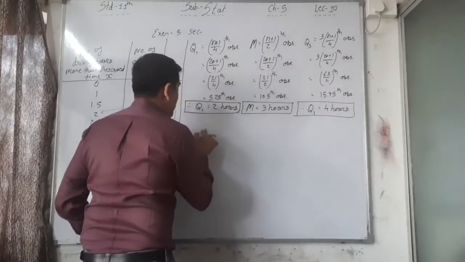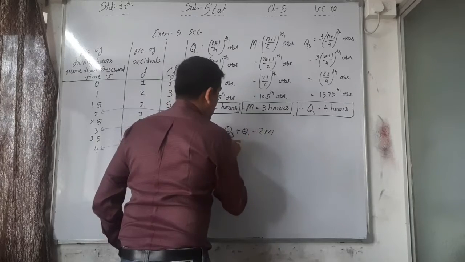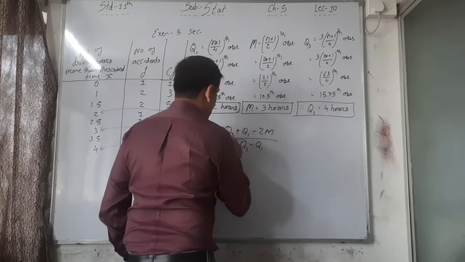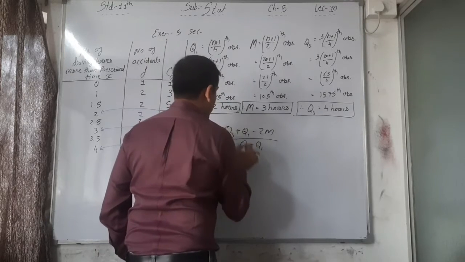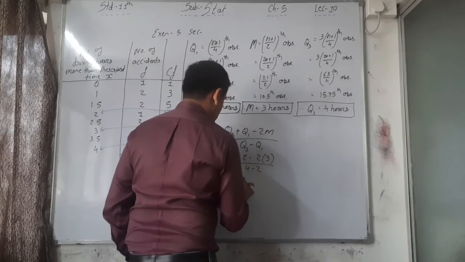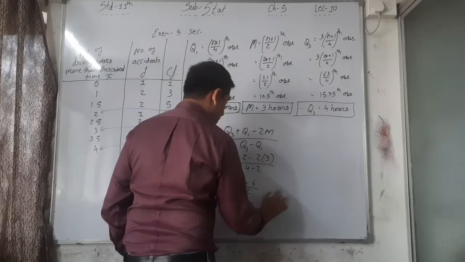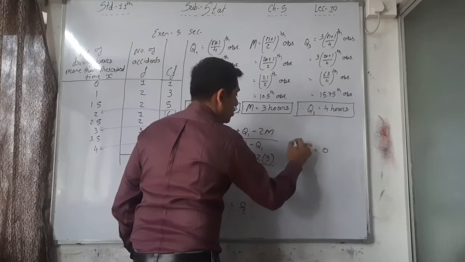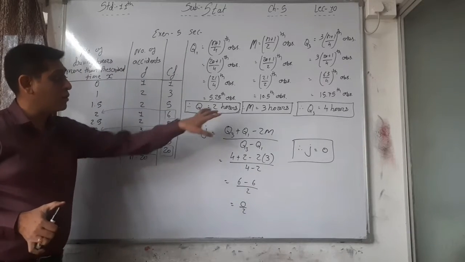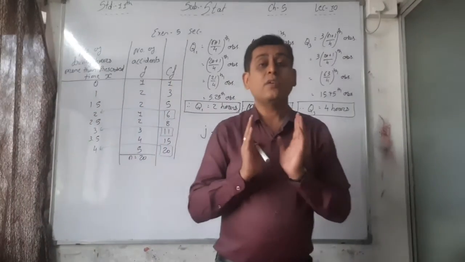How? We can apply the formula: J is equal to (Q1 plus Q3 minus 2m) divided by (Q3 minus Q1). What is Q3? That is 4. What is Q1? That is 2. So J is equal to (3 minus 2 into m), that is (6 minus 6) divided by (4 minus 2), which is 0 by 2. That means J is equal to 0. The coefficient of skewness is 0 because the difference between the quartile and median is equal.